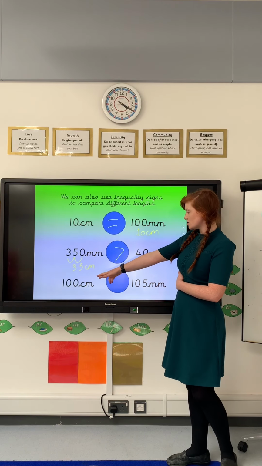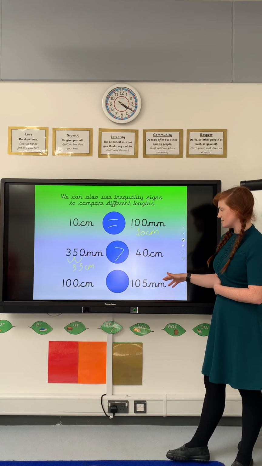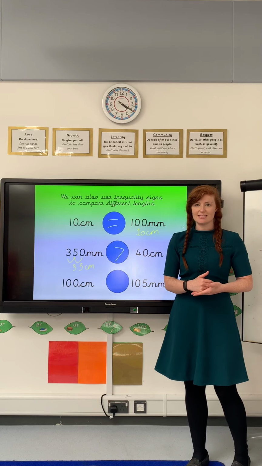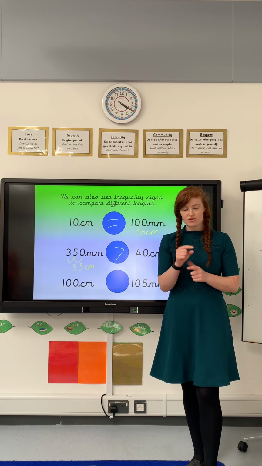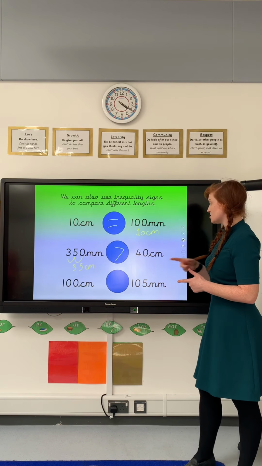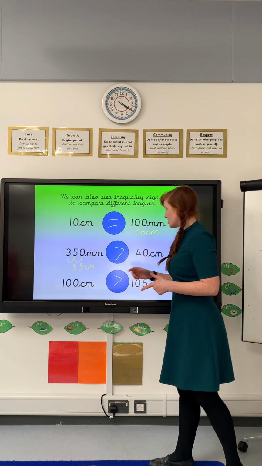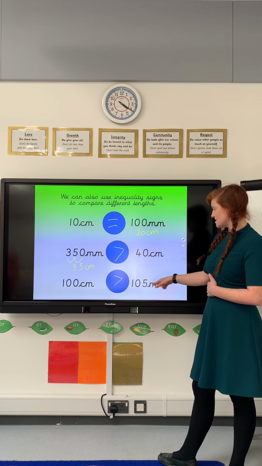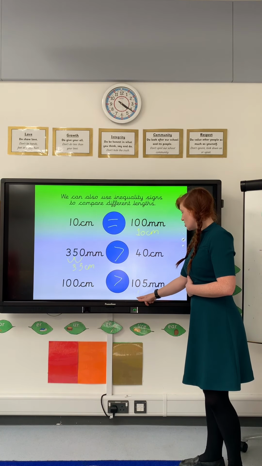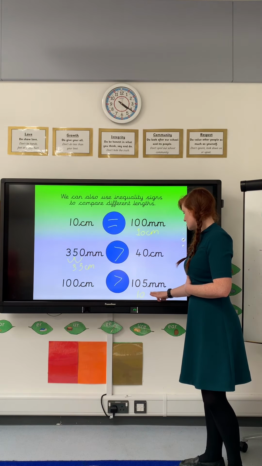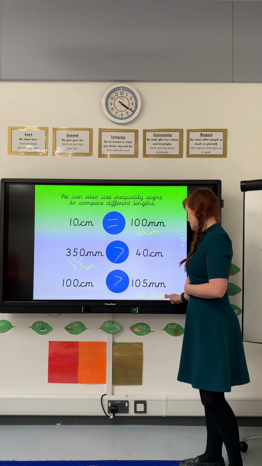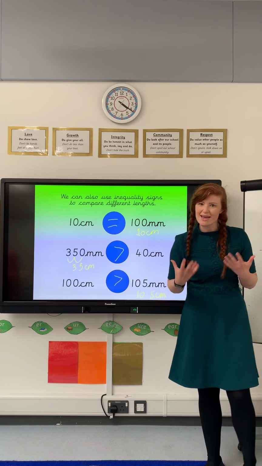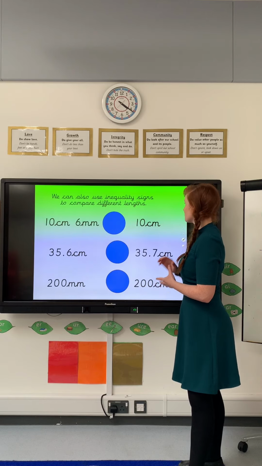And then I've got 100 centimetres and 105 millimetres. Again, I know that millimetres are smaller, they're 1/10 of the size of centimetres, so I know that the 100 centimetres is going to be greater. And if I was converting the 105 millimetres into centimetres, I divide by 10, which gets me 10.5 centimetres. I know that 100 centimetres is way bigger than 10.5 centimetres.